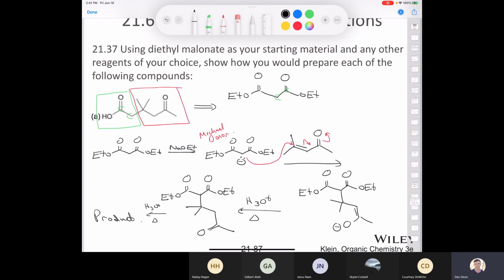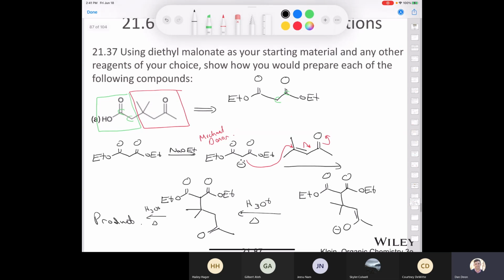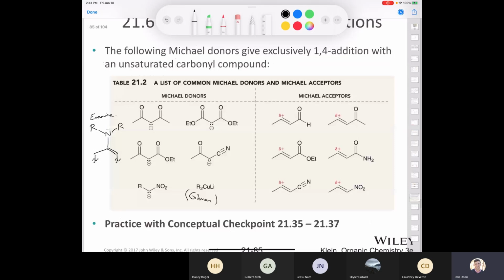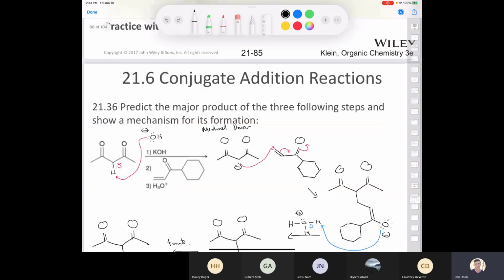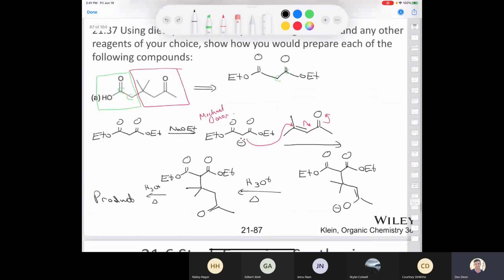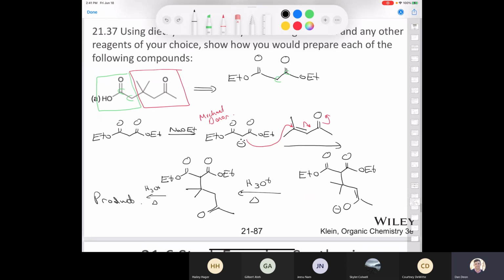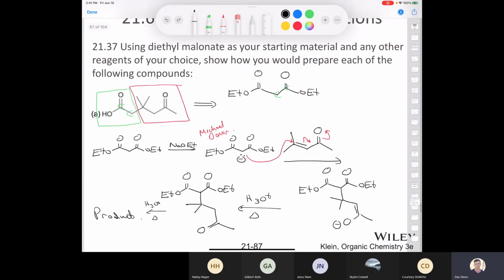So this is like a malonic ester synthesis. But now we're using the diethylmalonate as a Michael donor. So if we go back here, if you look at your list of Michael donors, you can see that diethylmalonate can be a Michael donor. And then what did we use? We used an alpha beta unsaturated ketone to be our Michael acceptor. Does that make sense to everybody?